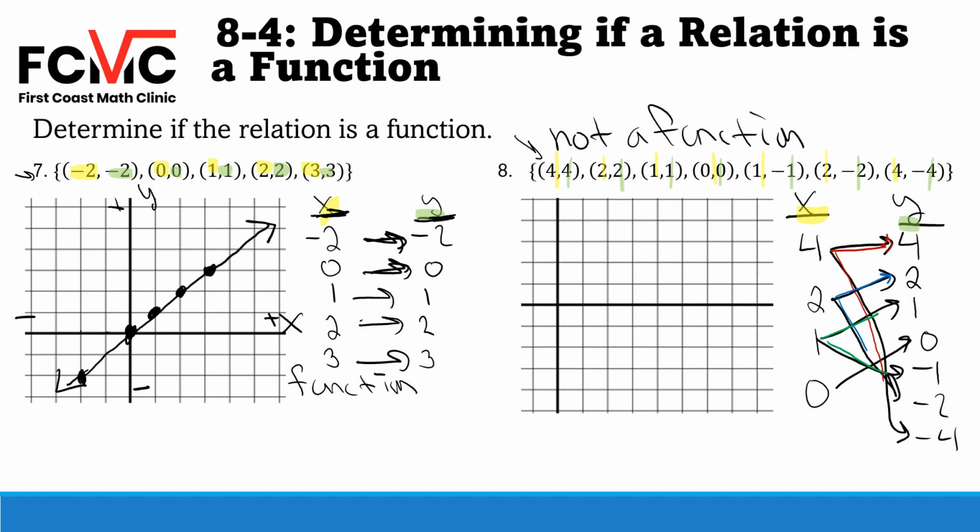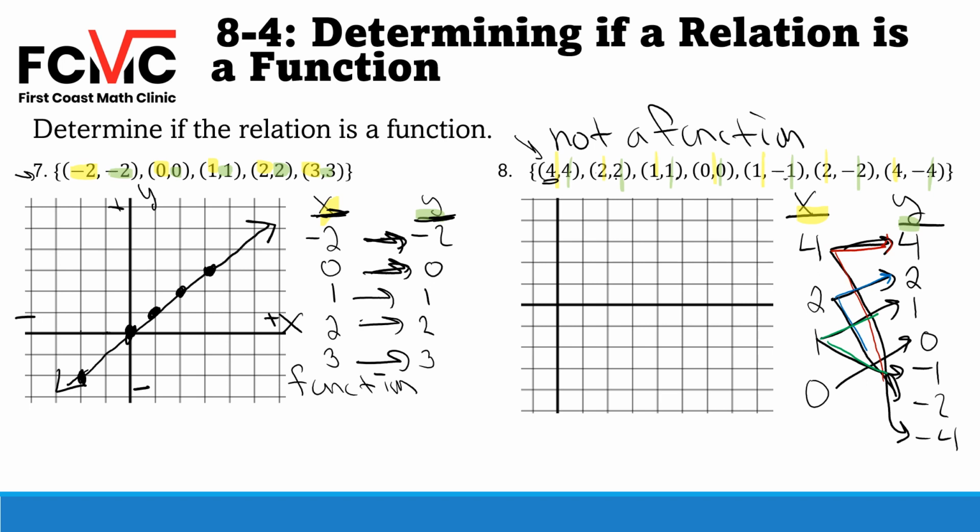All right, so we've got our x values paired with multiple y values. Our x values are repeating. That 4 is paired with 4 and -4, 2 is paired with 2 and -2, 1 is paired with 1 and -1. Because of that, this is not going to be a function.